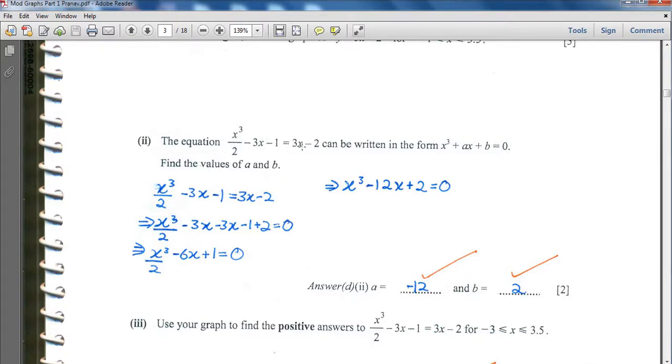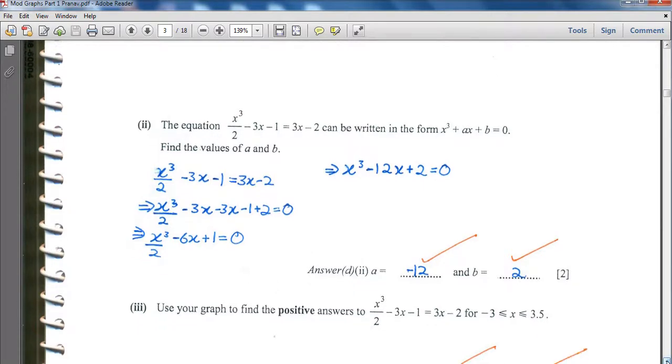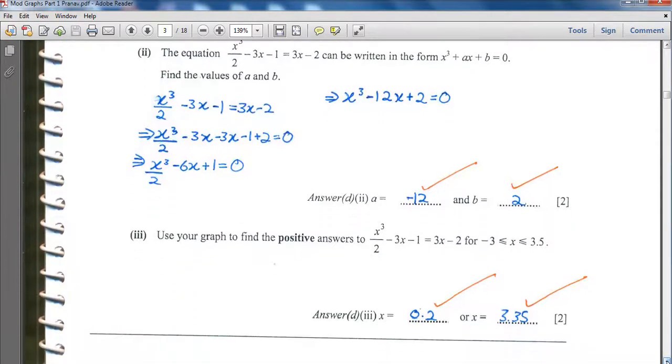Now over here, all we need to do is a little bit of algebraic simplification, so that this representation of the algebraic expression can be changed to that form. So as you can see, all we are doing is changing sides and rearranging it, so that we can finally write the same relation in the form of x cube minus 12x plus 2. And by comparison, we know a is minus 12 and b is 2. So let's proceed further. That's the last part of the question.